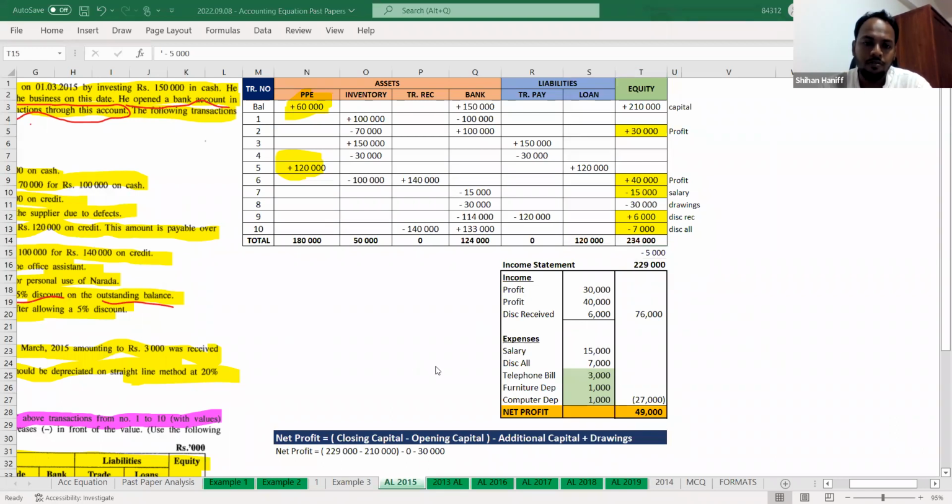If you have any doubts, you can ask. Okay. Then you get the net profit as 49,000. So this plus.